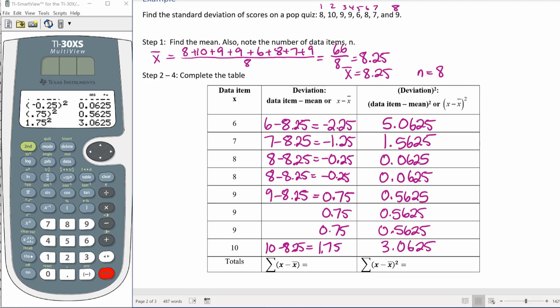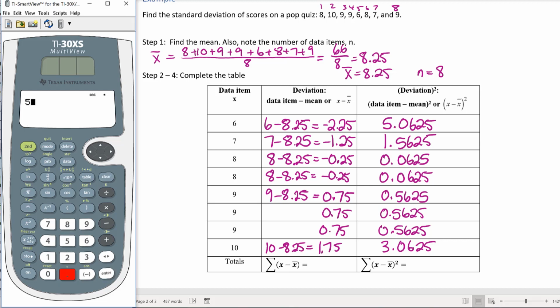Step 5 says to add those squared deviations. So I need to add all of these columns. So I have 5.0625 plus 1.5625, and just be real careful that you're not missing anything. And I have 2 copies of 0.0625, so I'm just going to take 0.0625 times 2. And then plus 0.5625, and I have 3 copies of that, so I'm going to multiply that by 3, plus 3.0625. And that adds up to be 11.5.